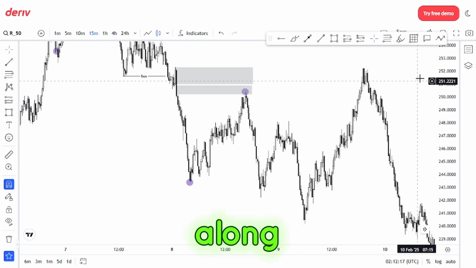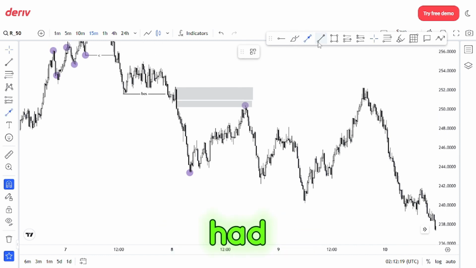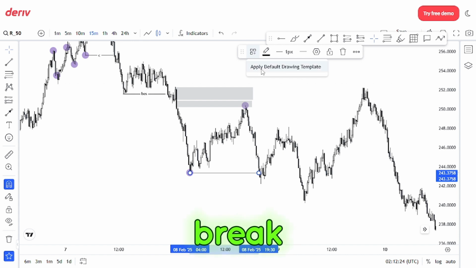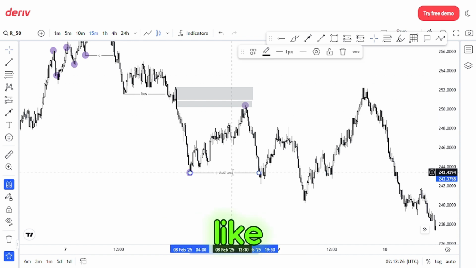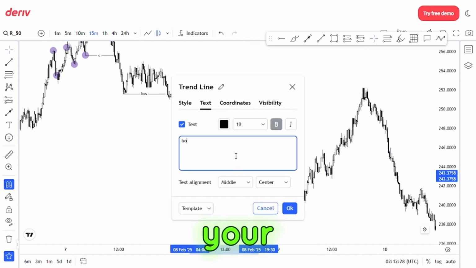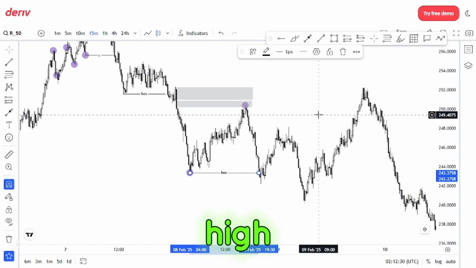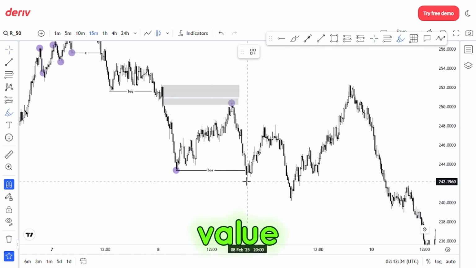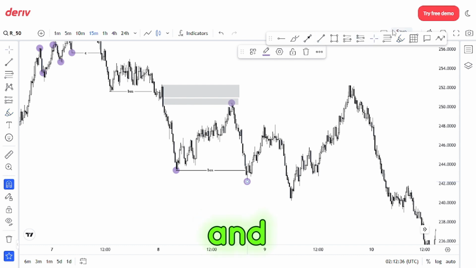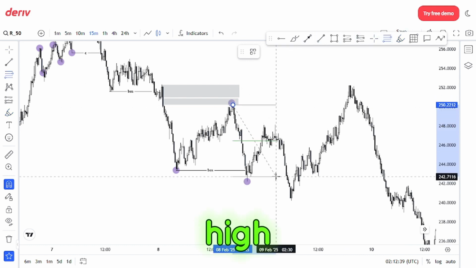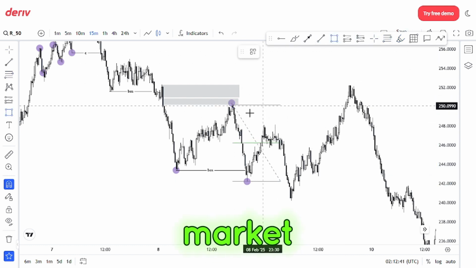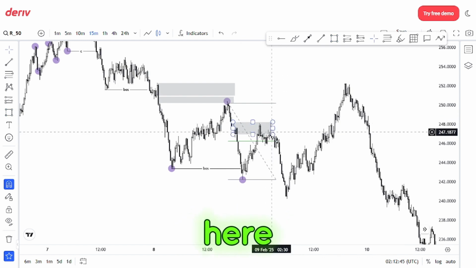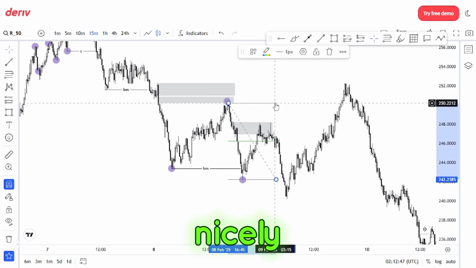So moving along, you can obviously see that we had another break of structure at this point. After having a break of structure, what happens? Like I told you guys, you need to look at your high and low so that you can spot your area of value. So this is the low here, and you can just use your Fib tool from the high to the low. As you can see, the market went straight into a POI, guys, just around here, then sold off nicely.